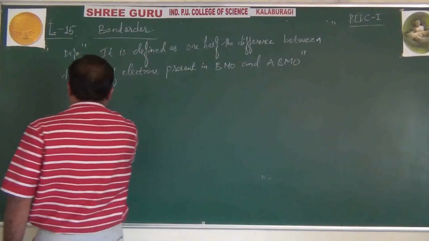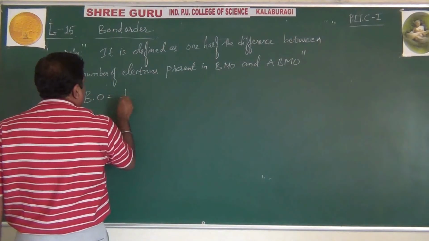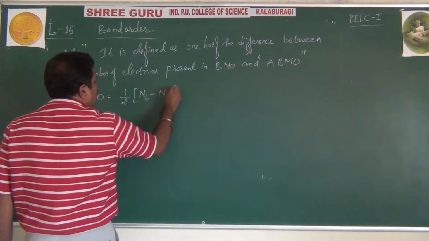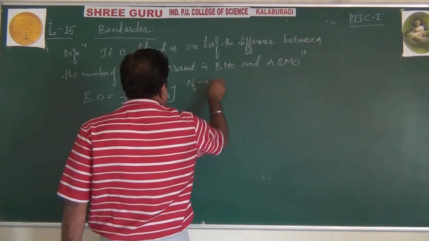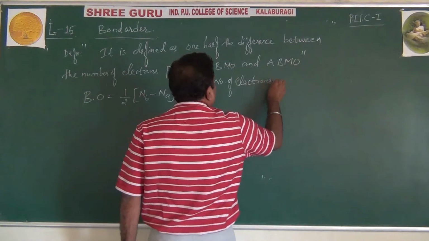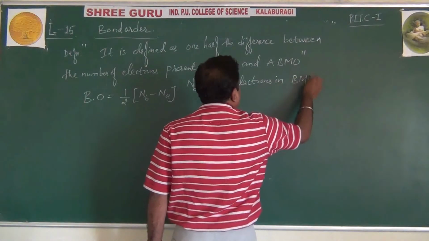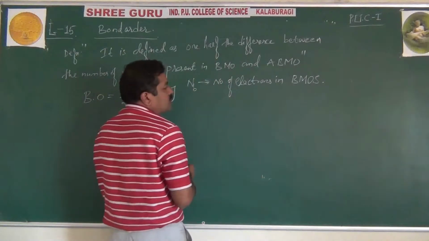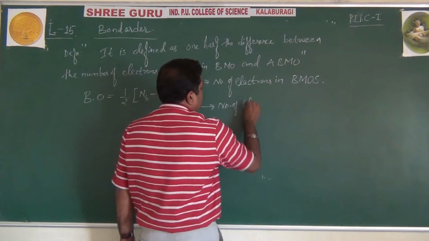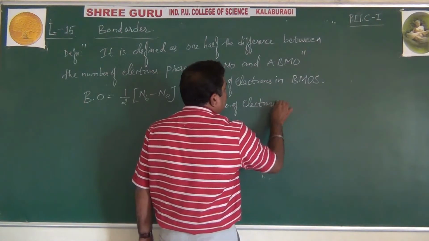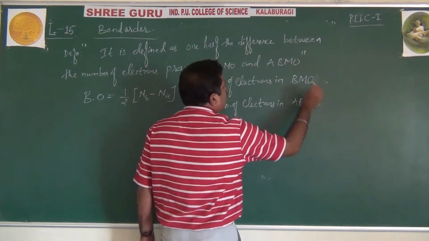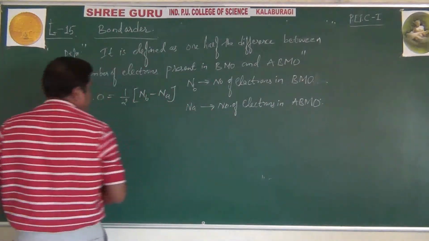Therefore, mathematically, bond order BO is equal to 1/2 (NB minus NA). NB stands for the number of electrons in bonding molecular orbitals, BMOs, and NA stands for the number of electrons in antibonding molecular orbitals, ABMOs. Got it? Bonding molecular orbitals and antibonding molecular orbitals.